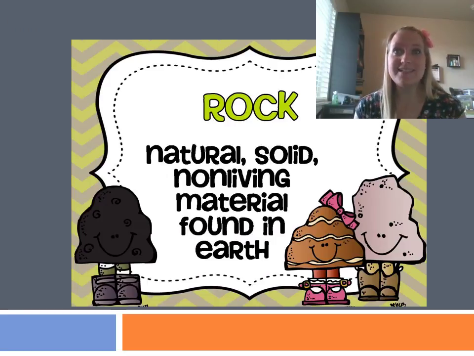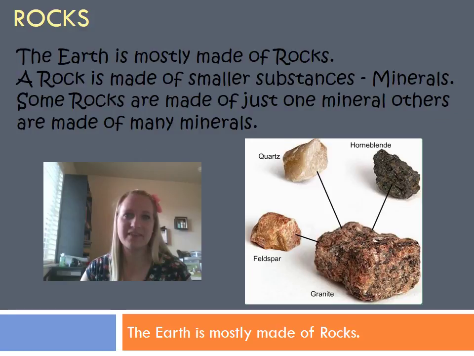Okay, I want you to write down this definition in your notebook. So, rock. It is a natural, solid, non-living material found in the earth. So the earth is mostly made of rocks, but a rock is actually made of smaller substances called minerals. Some rocks are made of just like 1 or 2 minerals, and some are made of many different minerals.